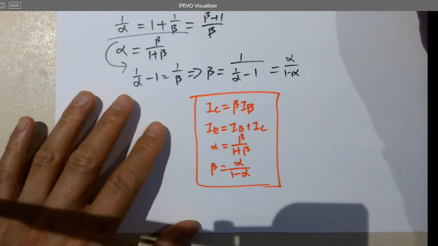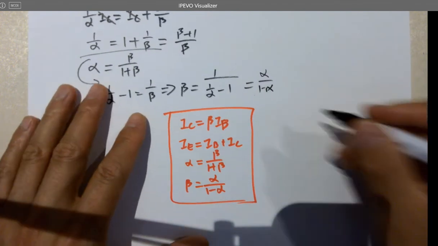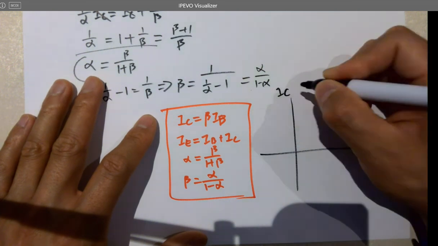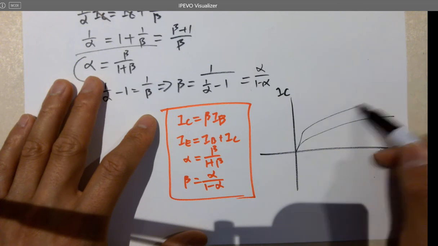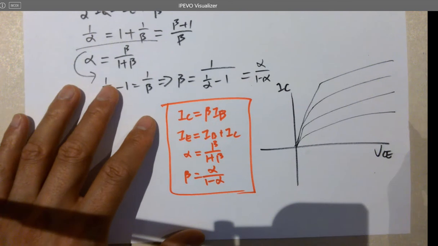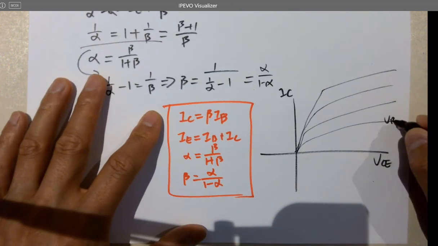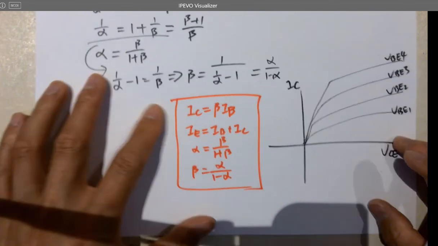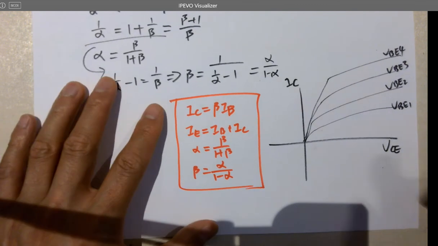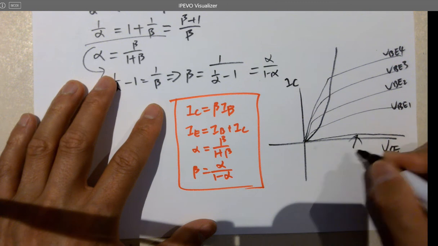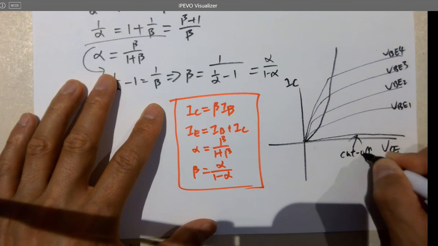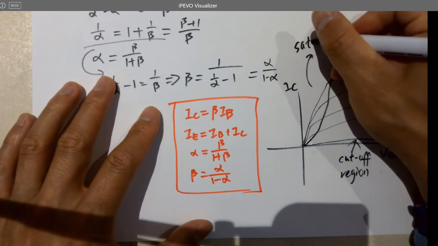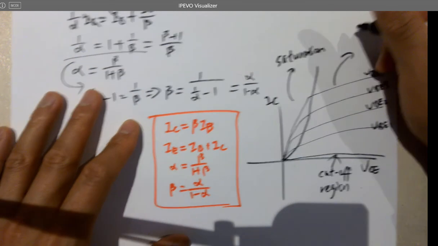And there are several different modes that you can operate that BJT, because the IV curve looks like this. If this is VCE, if this is IC, it looks very similar to the MOSFETs. So these are different VBEs. Okay, and there are several regions. So this is called the cutoff region. And this is called the saturation region. It's different from MOSFET. And this is called the active region.